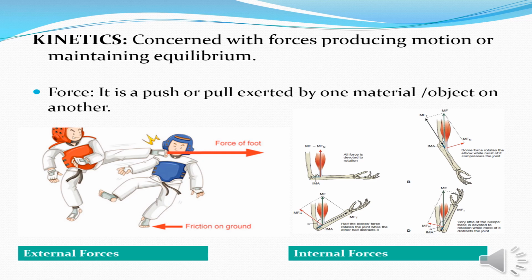Now if you look at the picture, this is a sport where a man is hitting the face of another person, so that is the force of the foot, which is the external force, and also there is an external force called friction of the ground. Now let's talk about the internal forces. In another picture you can see a lot of muscles working efficiently to do the movement at the joint. So these are called the internal forces, caused by muscles, tendons and ligaments.